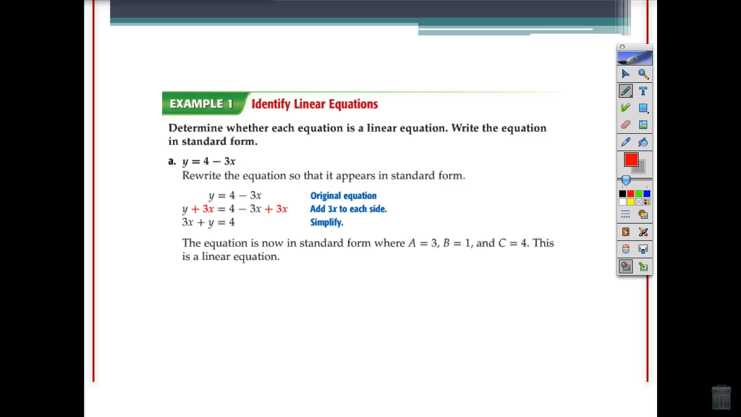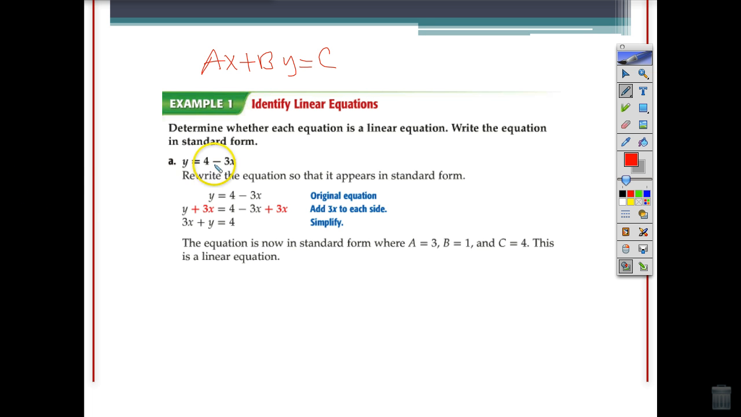Identify linear equations. Determine which equation is a linear equation. Write the equation in standard form. If you can write it in ax plus by equals c form, then you know it's a linear equation.